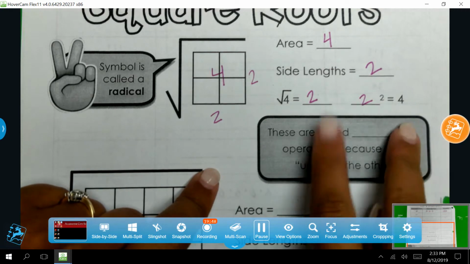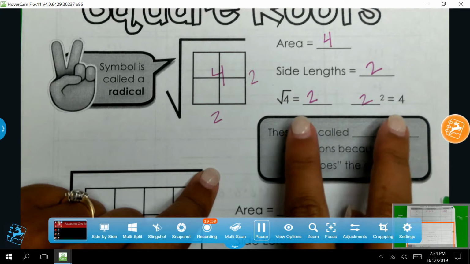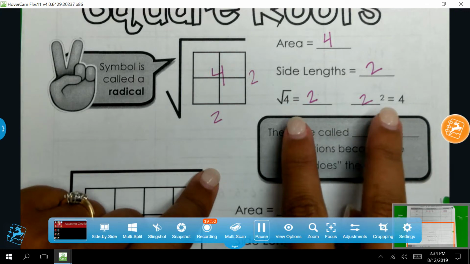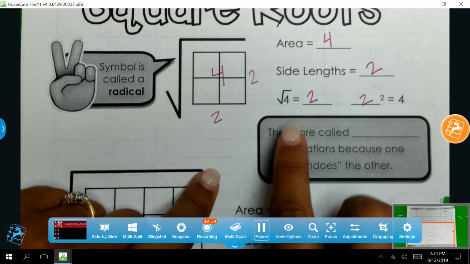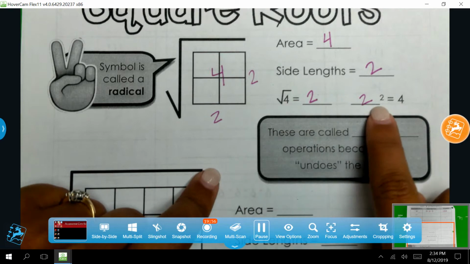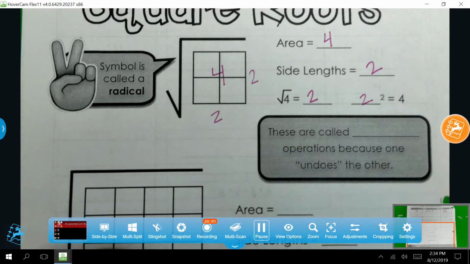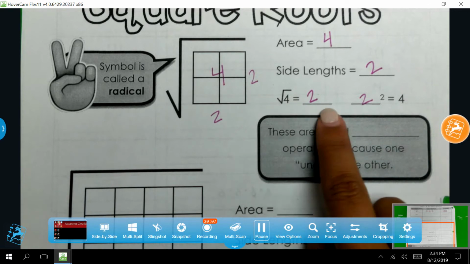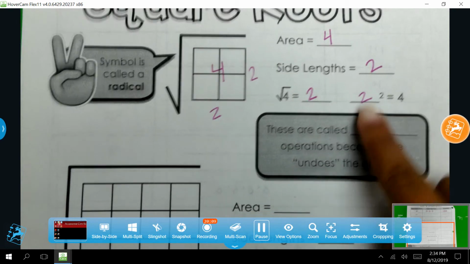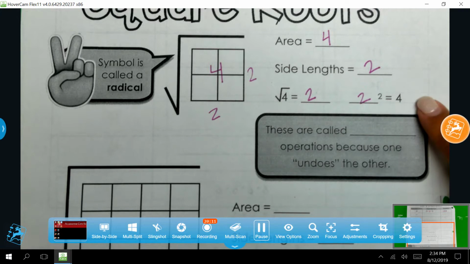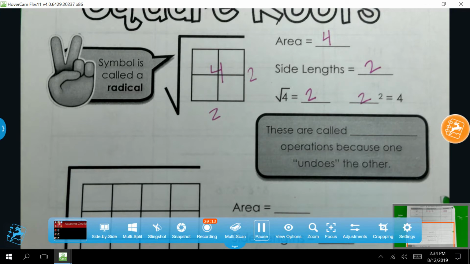So looking back and forth, the square root of 4 equals 2, and then 2 squared equals 4. What can you say about those two operations? Not the same. So what can you say about square roots and perfect squares? They don't equal each other because they're not giving me the same answer. I have the square root of 4 equals 2, and then 2 squared equals 4. Are they opposites? Yes. Yeah, they're opposites, right?